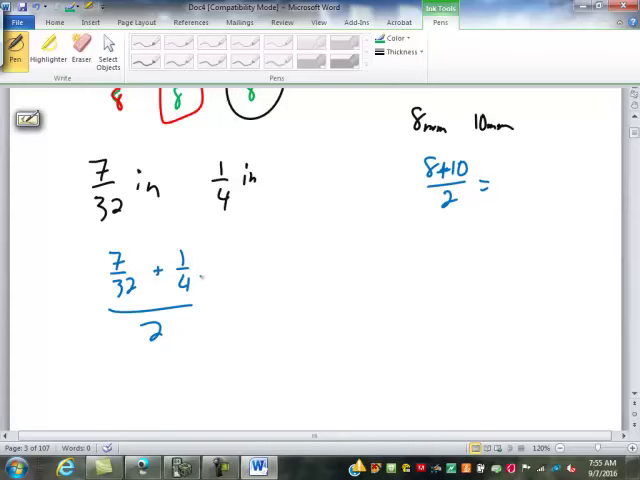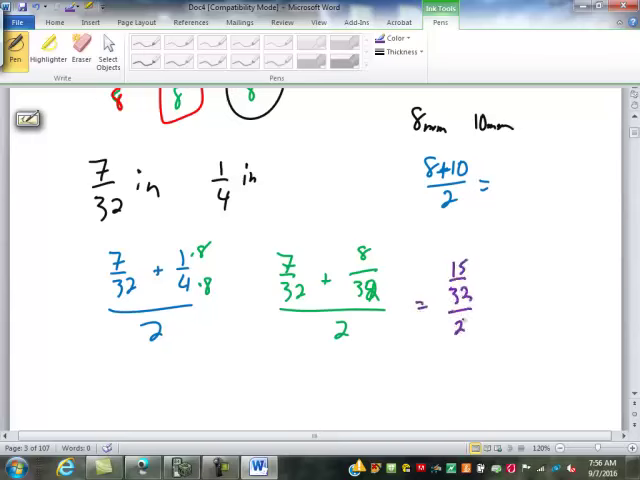So 7/32 plus 1/4, first thing we have to do is find a common denominator, which is going to be 32. So the 7/32 stays the same. Change a 4th into 32. It's 4 times 8, right? So 1 times 8 is 8. 7 plus 8 makes 15/32.